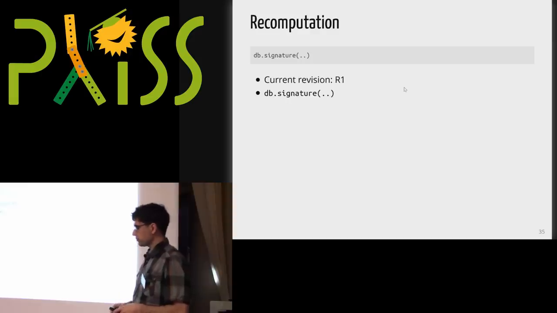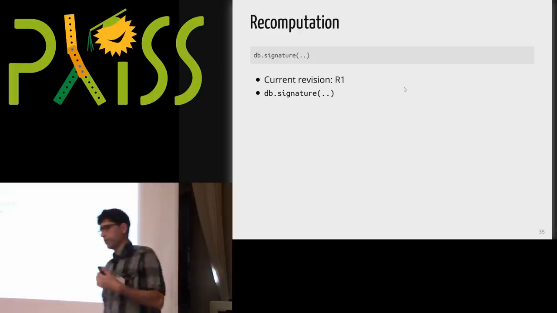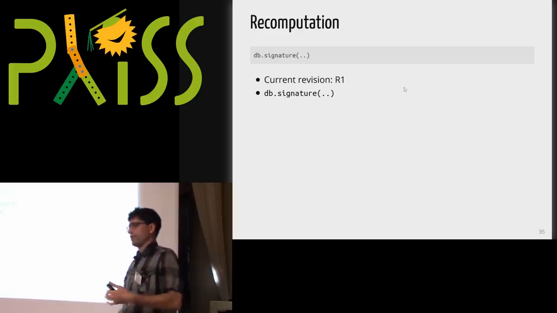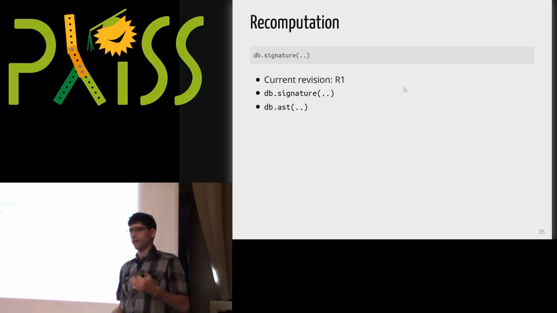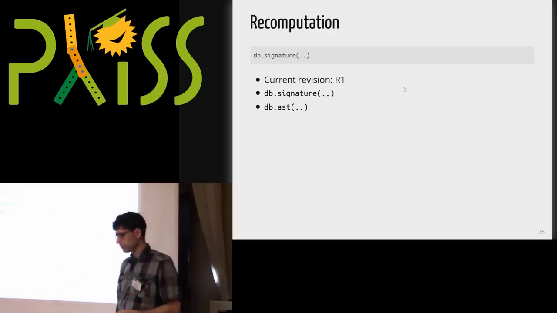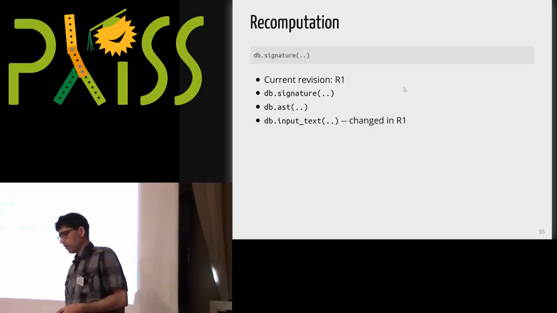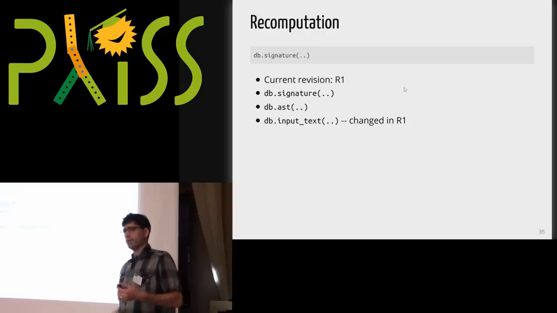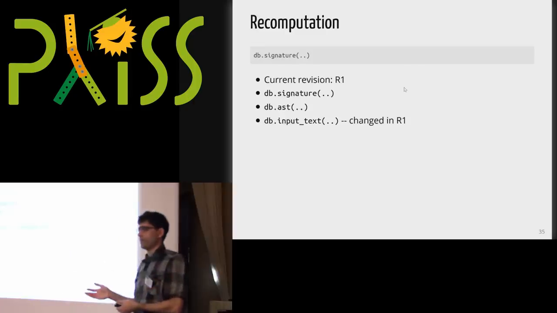I can give you an example of what would happen here. Say you were computing the signature of something in revision one. To compute the signature of a function, what would we have to do? First we invoke db.ast, which gives us the AST for the function. To get the AST, it has to parse the input that the function is in. And to parse the input, we need the input, so we would presumably invoke db.inputText.